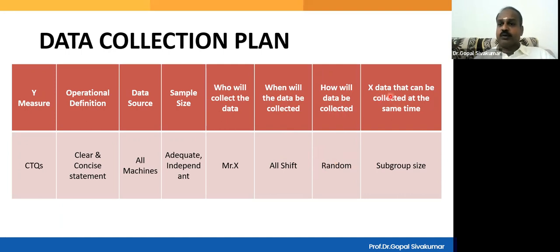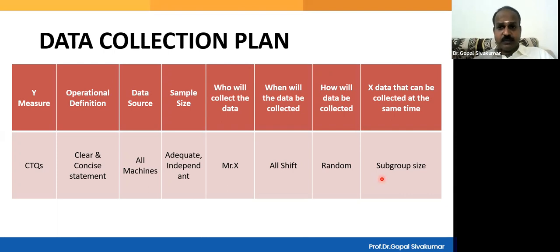And then the number of data that can be collected at the same time. This is nothing but the subgroup size. When the data collector goes to the field, he is going to take samples. At a time, how many samples should he collect? Let's say in a day, I want 100 data. In the first shift itself, I will collect 10 samples. And within the first shift, I go 2 times to collect those 10 samples.